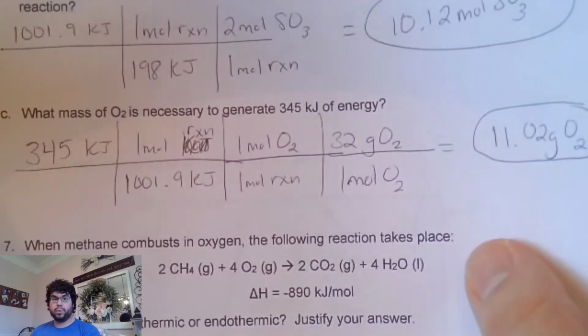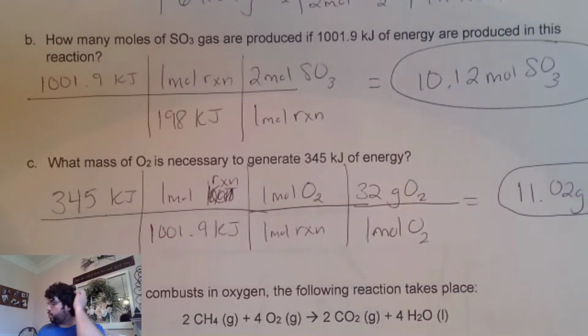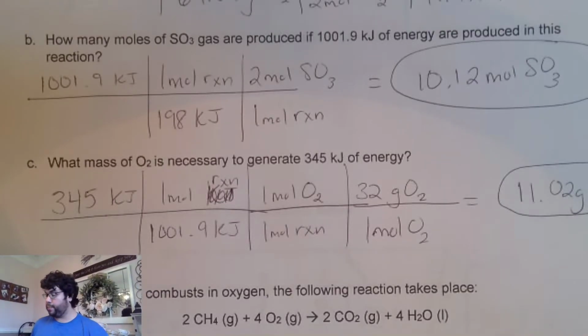How many moles of SO3 gas are produced if 1001.9 kilojoules of energy are produced in the reaction? So in this case, we're actually going to be trying to figure out how much product is produced if that's how much energy is taken in. So we're going to go from kilojoules of energy to moles of SO3.